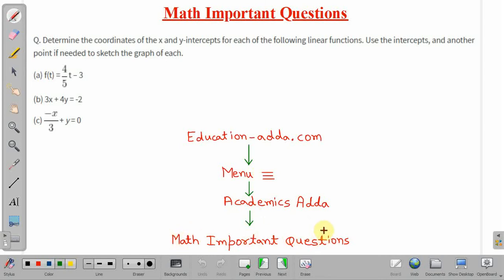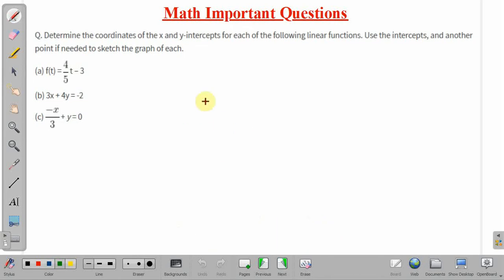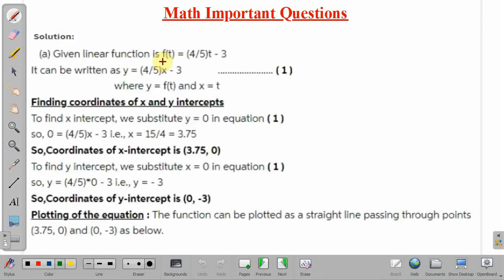Okay, so coming back to the problem, what is given here? We have to determine the coordinates of x and y intercept for each of the following linear functions, and using the intercepts, and if another point is needed we can take another point, to sketch the graph of these functions. So the first function is f(t) equal to 4 by 5 t minus 3.